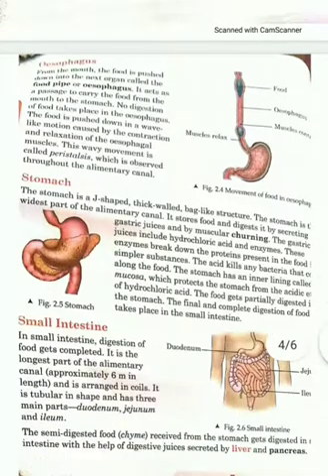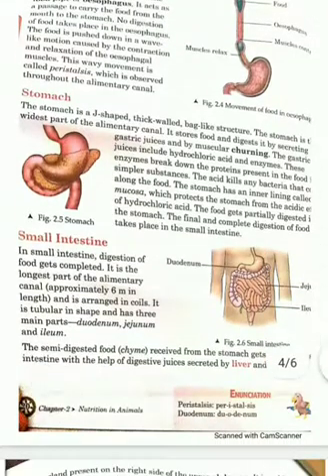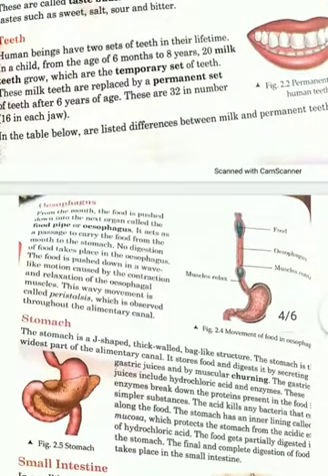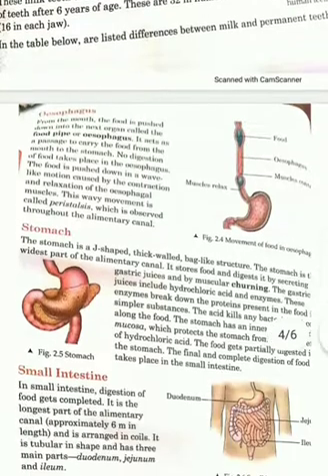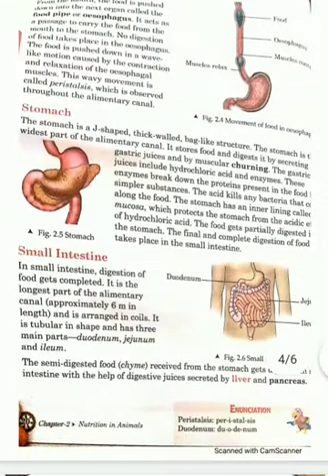And I have told you the dental formula also, that is 2 1 2 3. It means we have different types of teeth: incisors, canines, premolars, and molars. That we will discuss in the next session.